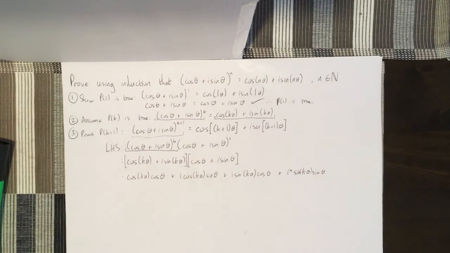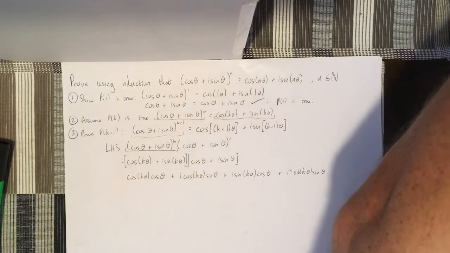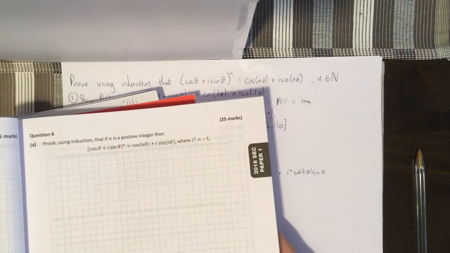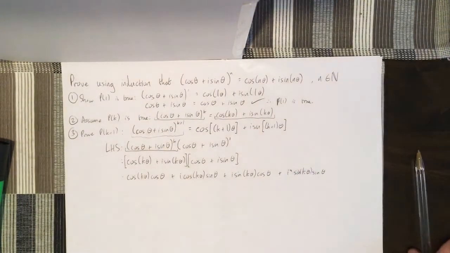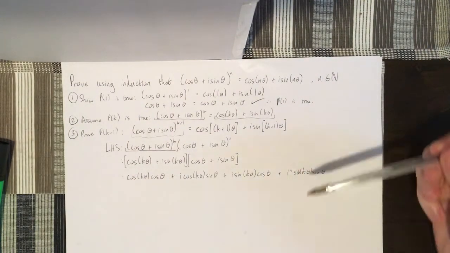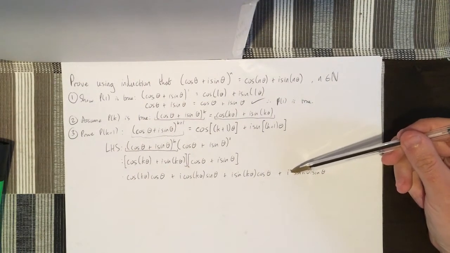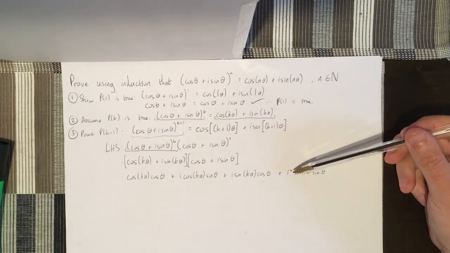Now, whenever we get i squared in a complex number question, we sub in -1. And in fact, when this came up a couple of years ago, they gave you that little reminder in the question when they were asking to prove it. So I'm just going to rewrite this out again, but with -1 in here instead of i squared.